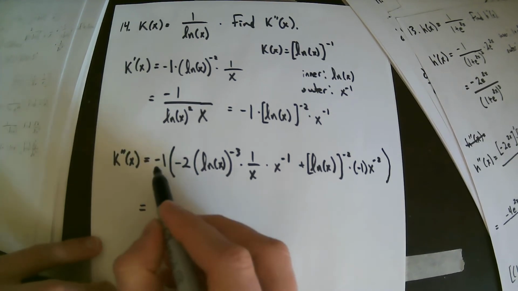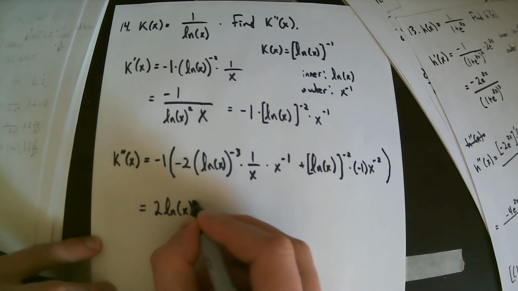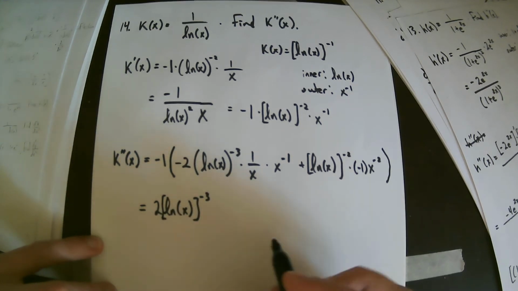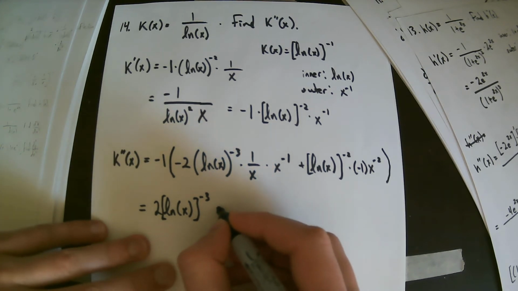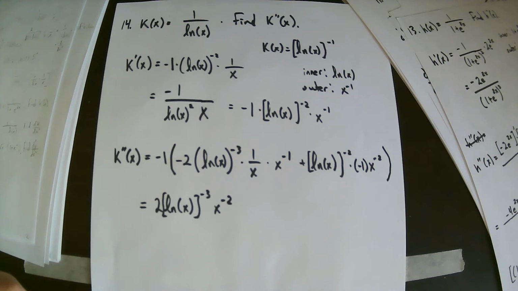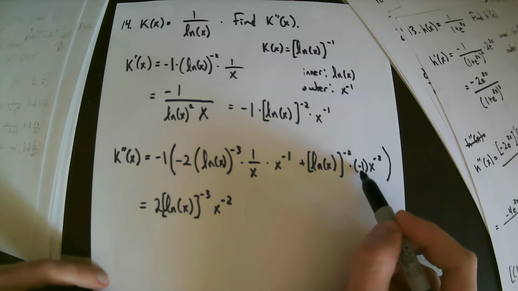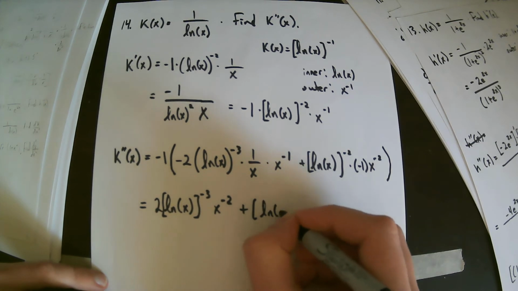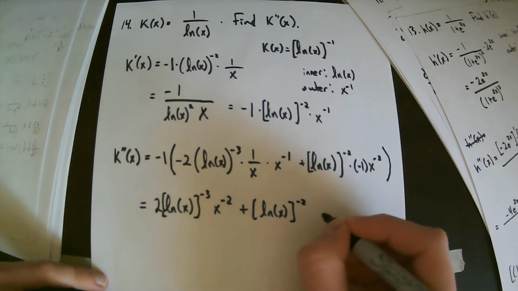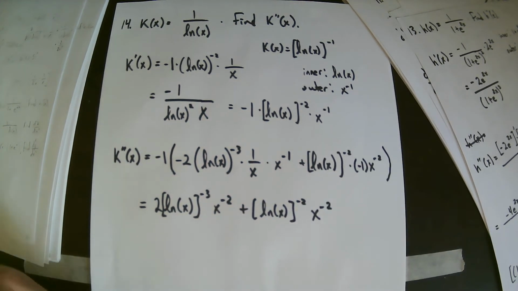Distribute this minus sign right here, so I'll have 2 times ln of x all to the negative 3. 1 over x, this is 1 over x, and this is also 1 over x, so I could say this is x to the negative 2. And then negative times a positive, but then there's another negative happening here, so that'll end up being positive. And then I'll have ln of x to the negative 2 times x to the negative 2. So again, it can be cleaned up a lot, but this is fine.